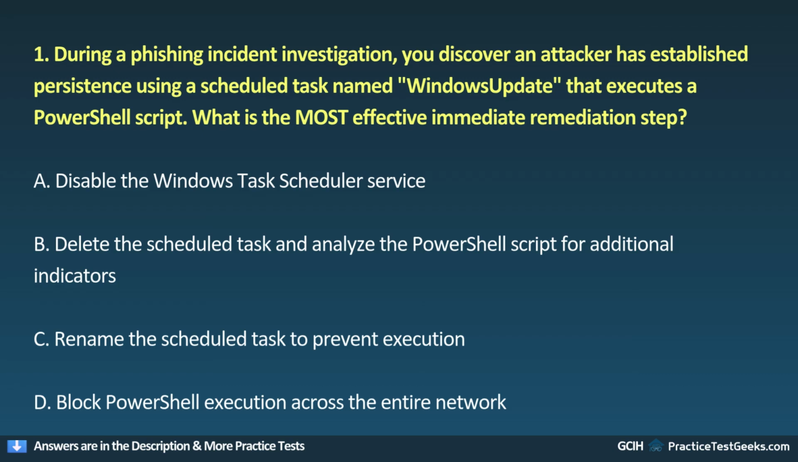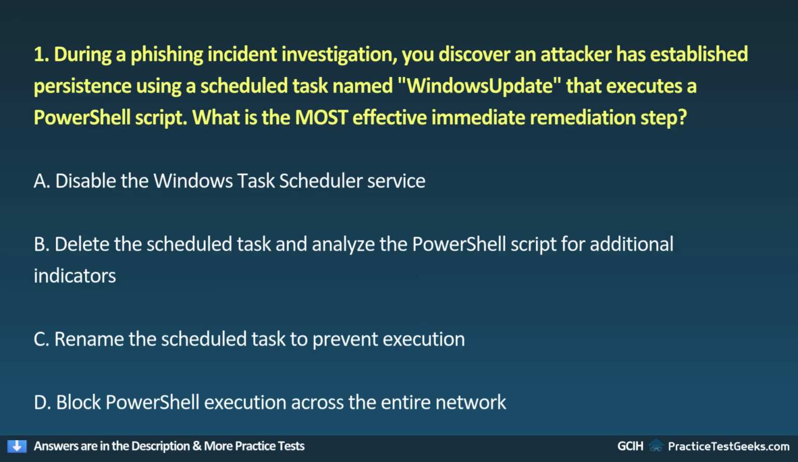1. During a phishing incident investigation, you discover an attacker has established persistence using a scheduled task named Windows Update that executes a PowerShell script. What is the most effective immediate remediation step? A. Disable the Windows Task Scheduler service. B. Delete the scheduled task and analyze the PowerShell script for additional indicators.